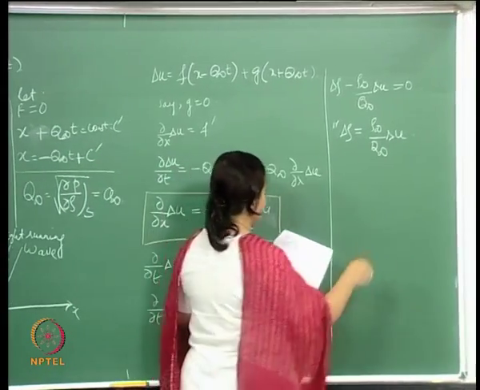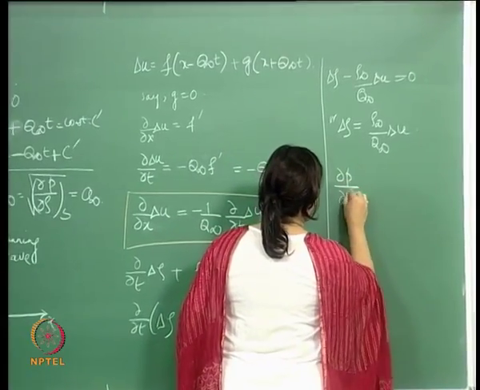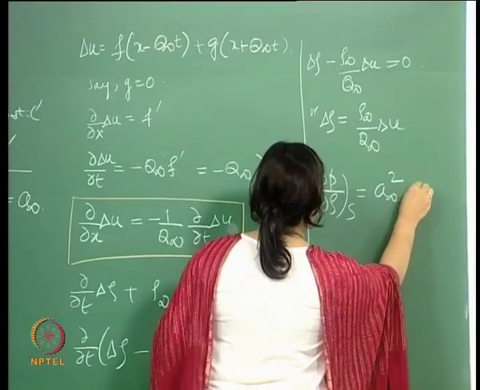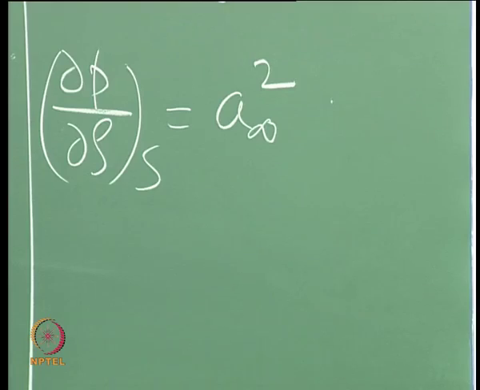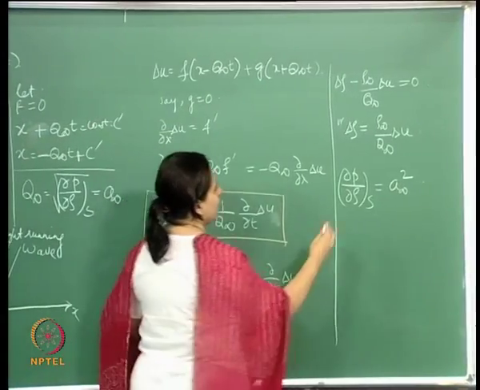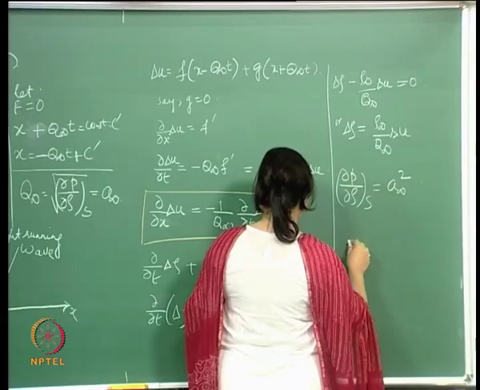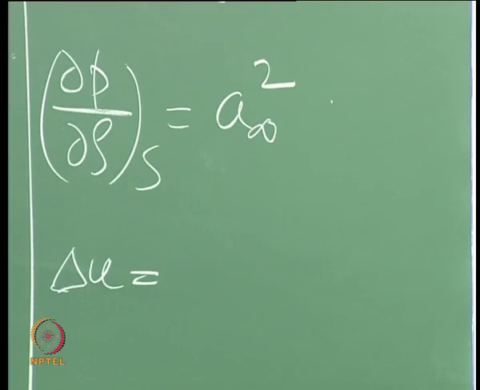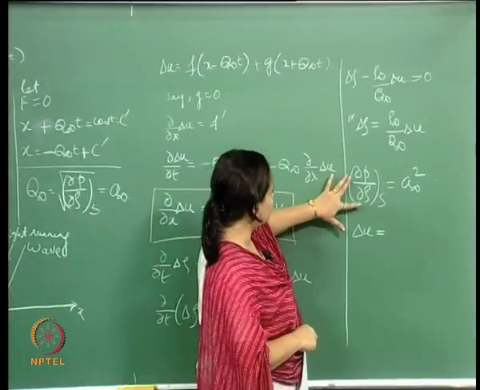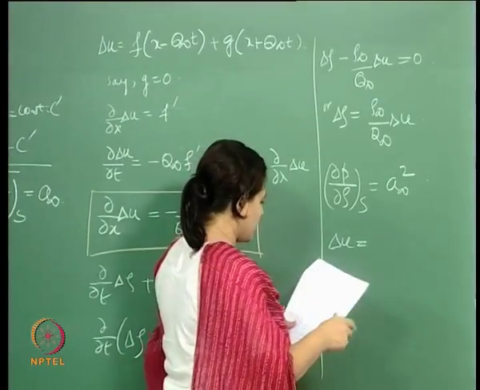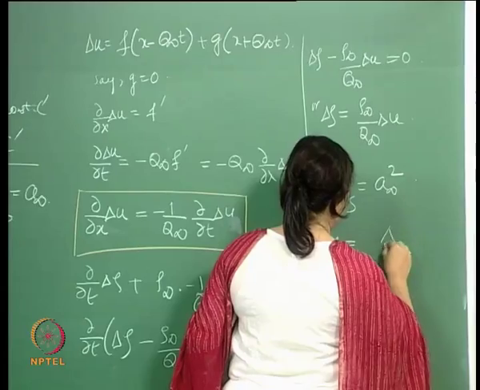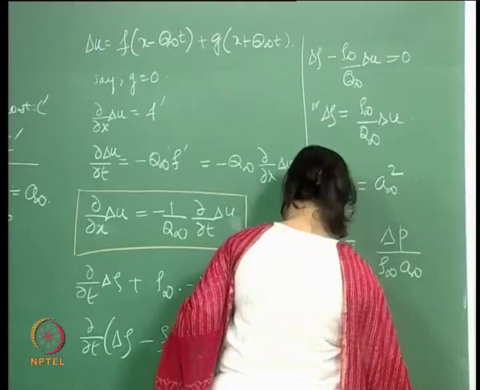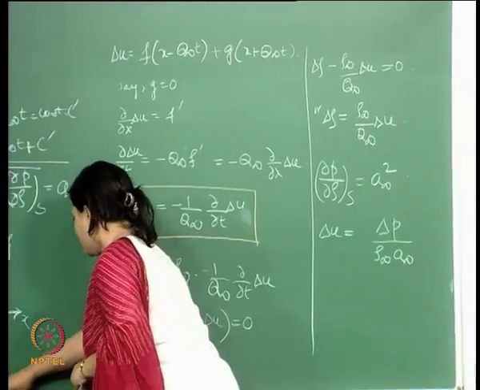Now again, delta p by delta rho is equal to a infinity squared. If I then incorporate this into this, I will leave you to do the simple math. Essentially I incorporate this into this, so what I get now is delta u is delta p by rho infinity a infinity. So I get this.